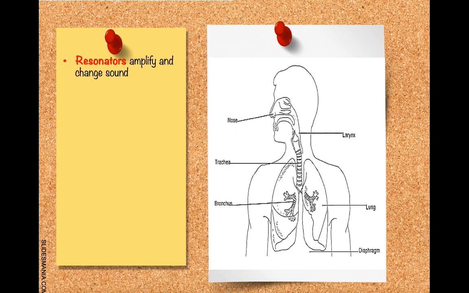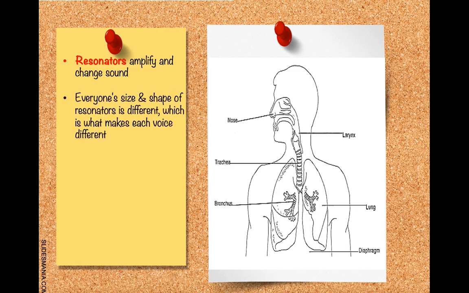So resonators amplify and change the sound, as I said. Depending on where you place the sound, and this is how singers train, if you place the sound in your nose, then your nose is your resonator, and it's going to have a nasal sound. The size and shape of everybody's resonators are different, and that's why everybody has a different voice. Some people's nasal cavity might be bigger, so they'll have a more nasal sounding voice. Or some people's throat might be a little bit broader, so they might have a deeper voice.